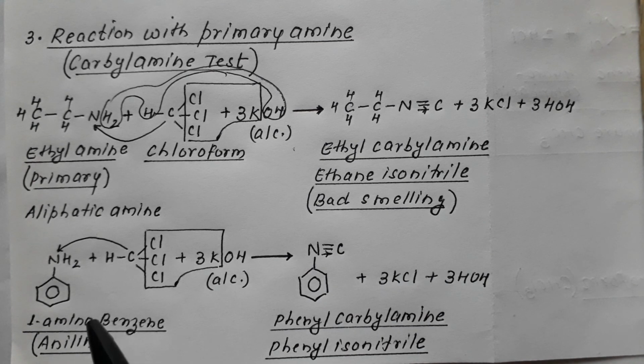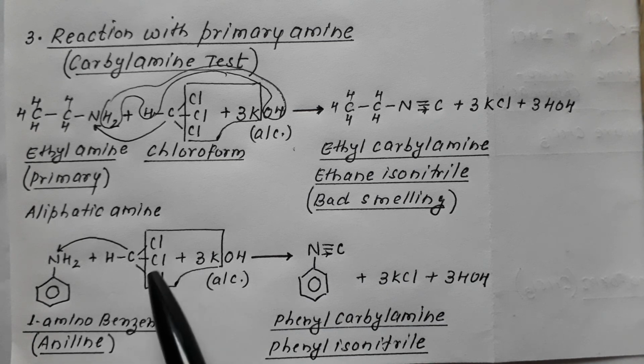Now if the same reaction is carried out using a closed chain, but it should be primary. So this is a benzene ring with NH2. This is termed 1-aminobenzene. Nitrogen is attached to only one carbon, therefore it is a primary amine. So 1-aminobenzene, which is commonly termed aniline, is a primary amine, but it is an aromatic amine. When made to react with chloroform and alcoholic KOH, it reacts in the ratio 1:1:3.